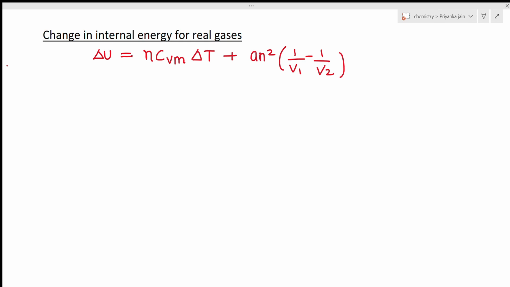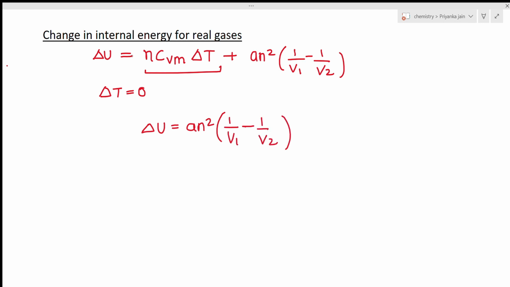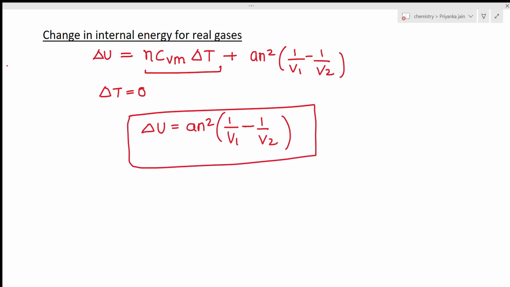Now we know that for the isothermal process, ΔT is equal to 0, so this term becomes 0. So now ΔU will be equal to a n² (1/V1 − 1/V2). This will be the formula for the internal energy change for isothermal processes in real gases. We have seen that for the ideal gases ΔU was equal to 0, but this is not equal to 0 for the real gases.